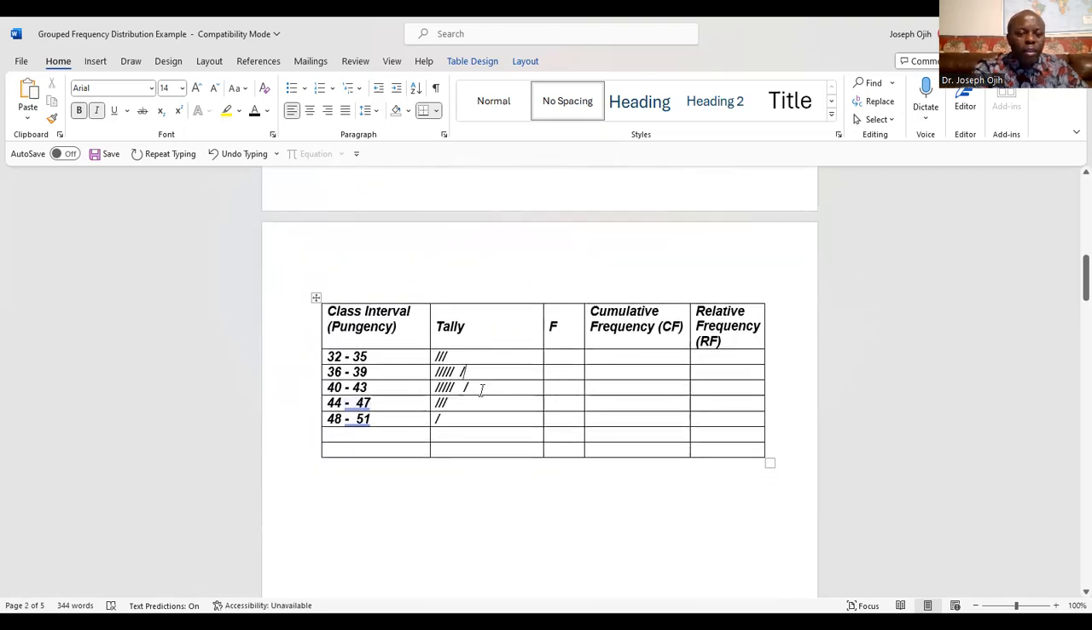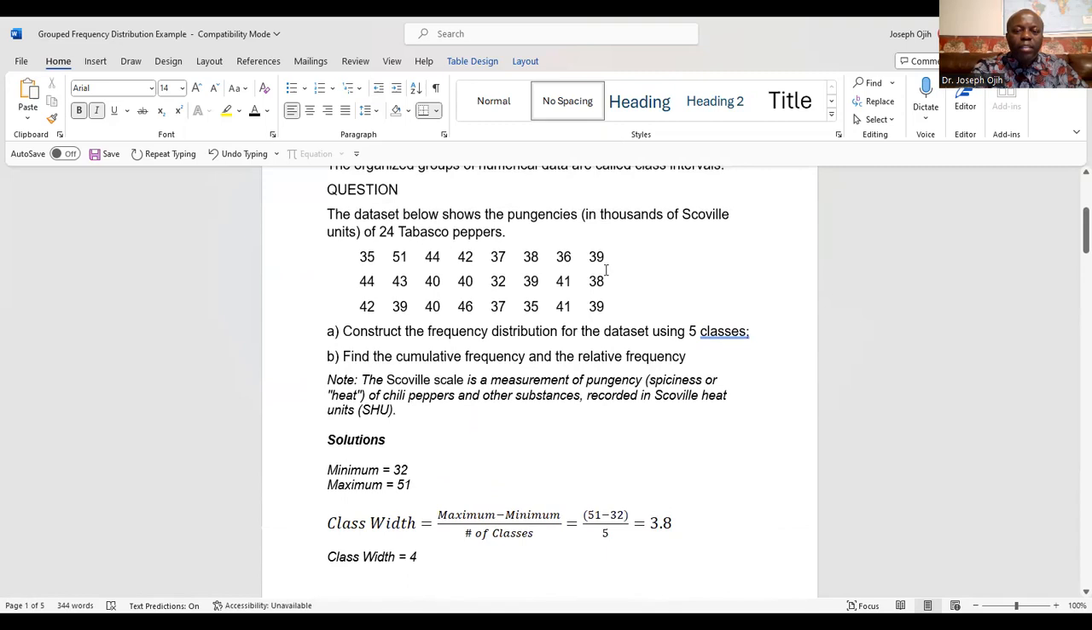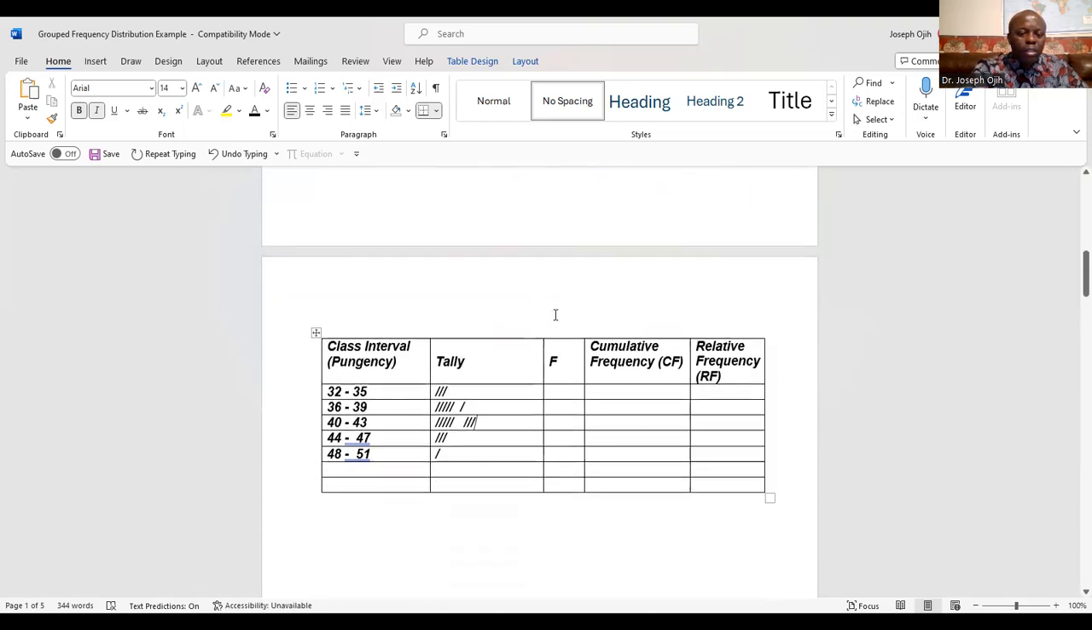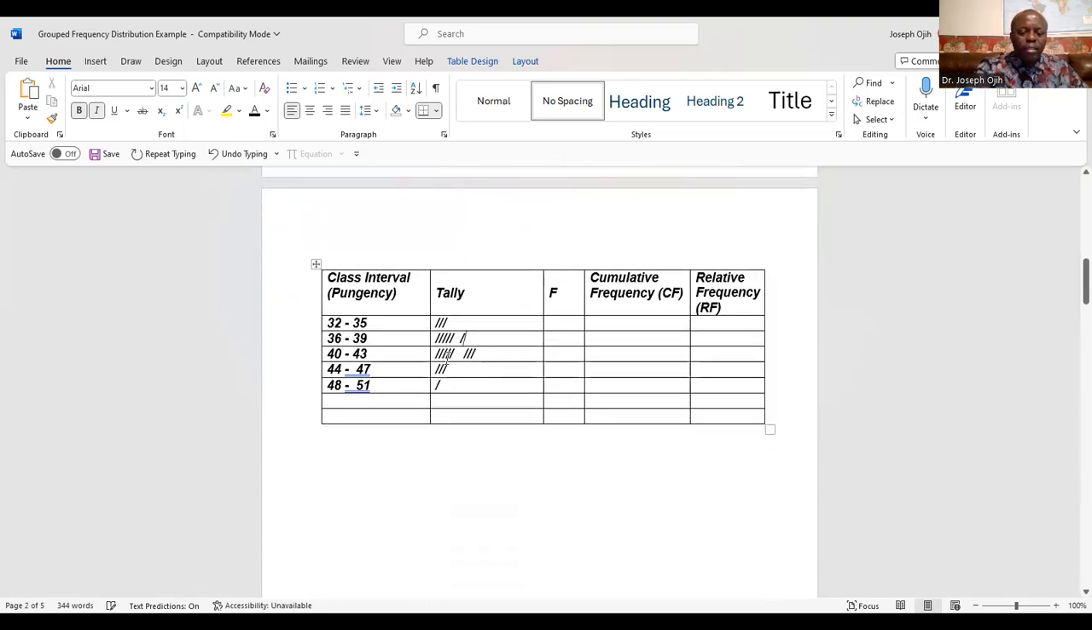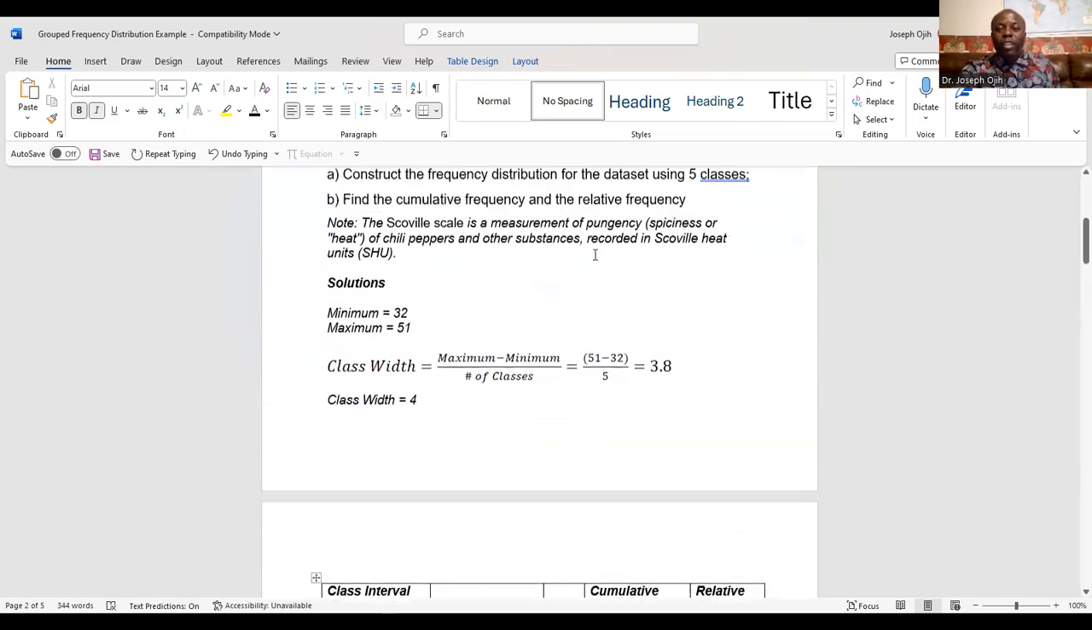Then I have two 41s. 41 is going to be here, again, two 41s. Then they have 39, 38, 39. There are two 39s and one 38. They're in the same group, right? So this tally tells us we have finished all of them.